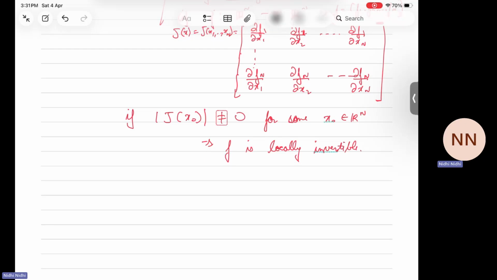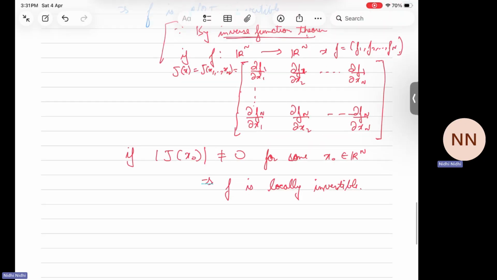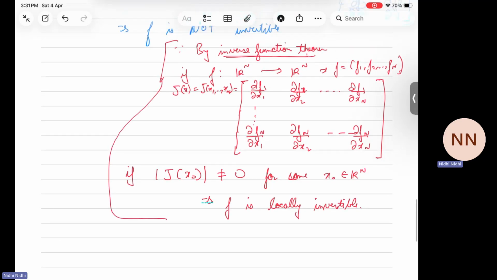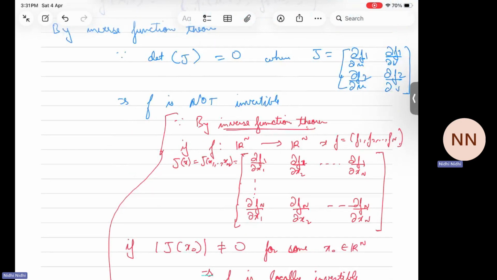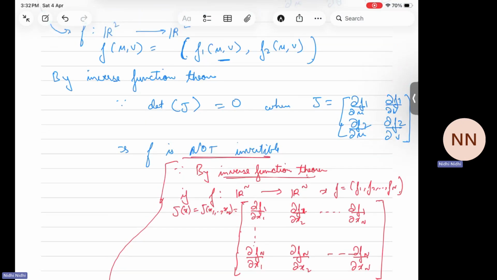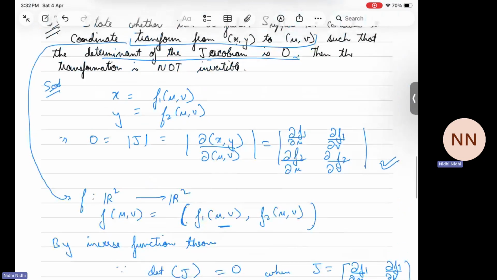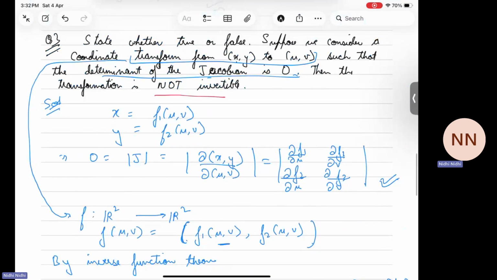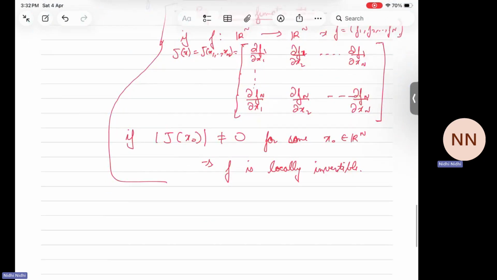Now, since in our case we are getting that this determinant is always zero, that means there is no point where the function can be even locally invertible, and hence it will never be invertible. And that's what was given in the statement. They were saying that if the determinant of the Jacobian is zero, then the transformation is not invertible, and we are able to show that this is true. Therefore, the given statement is true.